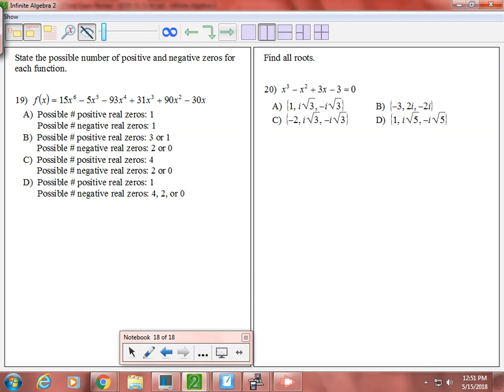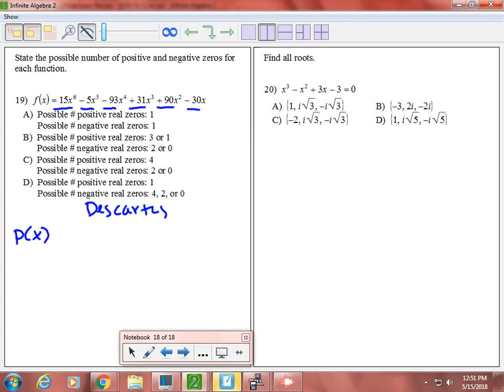Number 19: we're finding all the possible roots of this. So this is Descartes' theorem. When we do Descartes, remember that we have positives and negatives. So we have to look at P of x. P of x is looking at this one.